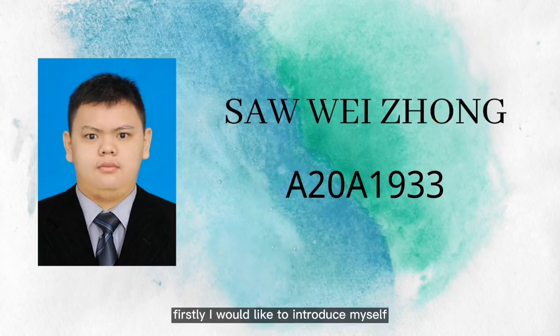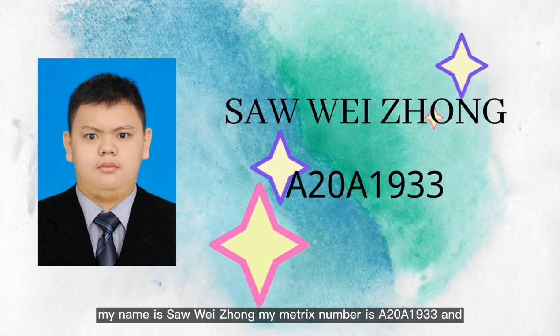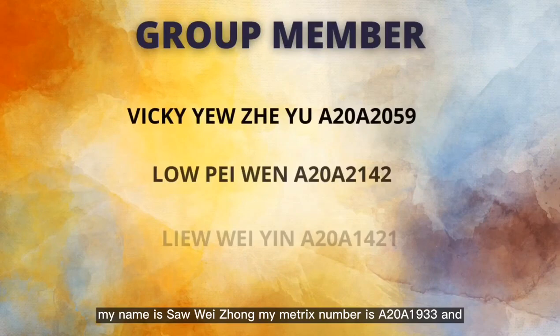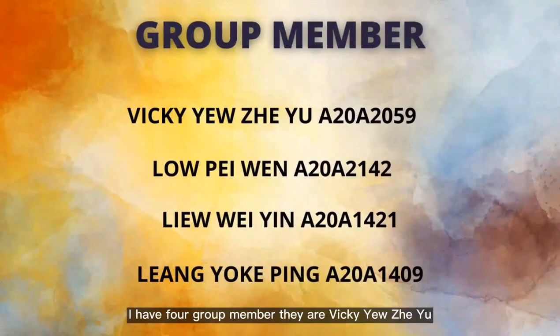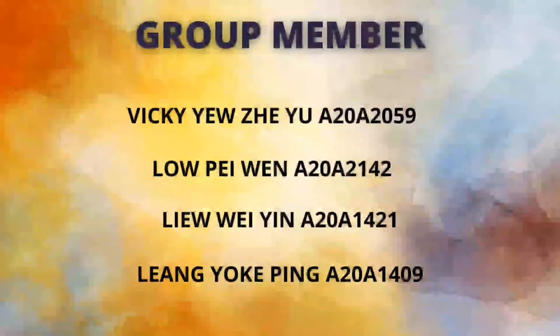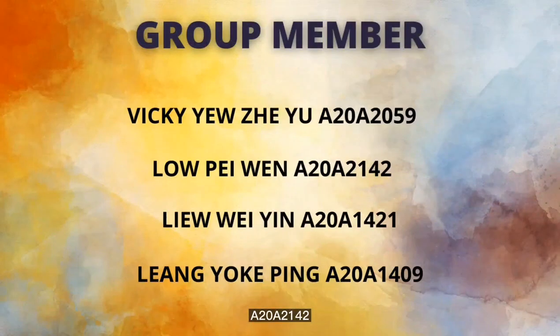Firstly, I would like to introduce myself. My name is So Wei Zong. My matric number is A20A1933 and I have 4 group members. They are Vicky Yu Zhe Yu, matric number A20A2059. Lo Pei Wen, matric number A20A2142. Liu Wei Ying, matric number A20A1421. And lastly, Liang Yok Ping, matric number A20A1409.